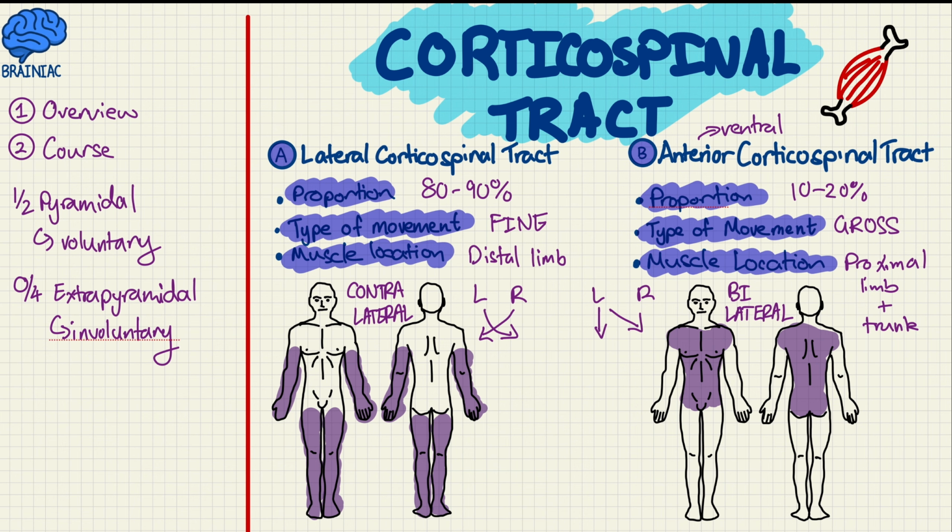And my right tract will do the same thing. It will go on to innervate both the left side and the right side of the body. And that's what we call bilateral innervation. And I want you to keep an eye out for how this contralateral and bilateral innervation arises when we look at the course of these two tracts now.